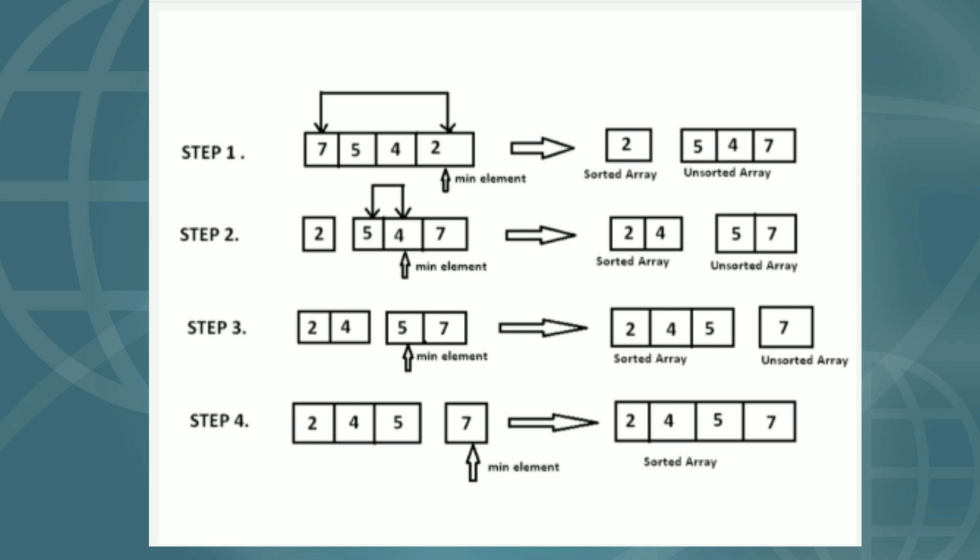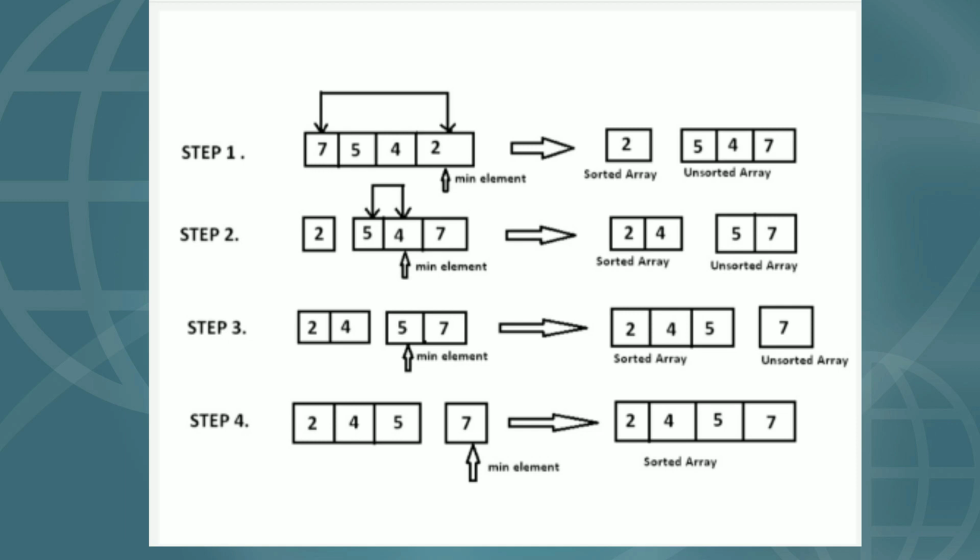In the final step, we have 7 as the unsorted array. There is no need to sort 7 because it is only one element. It gets placed at the last position. So the final sorted array is 2, 4, 5, 7.